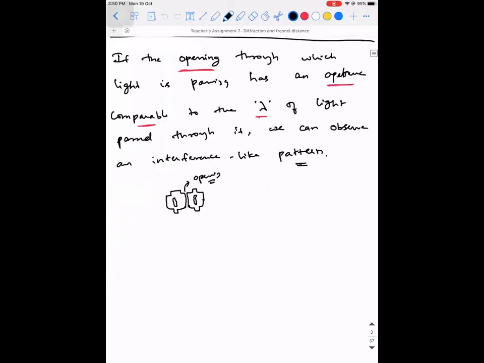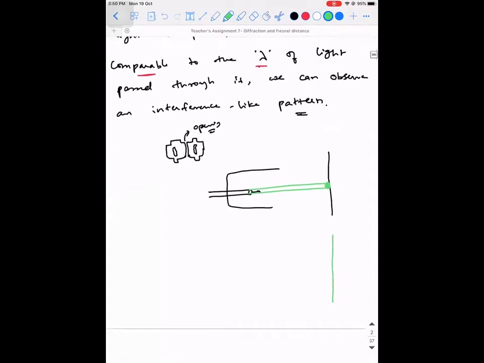The light will spread. The green color light is coming out, and here is the box. If this is focused on a screen, what do you think you can find on the screen? Since it's a green light, I'll use green color. You will find one spot like this, or will you find a spot like this? First or second? Second one.